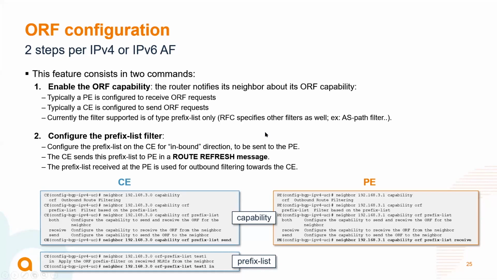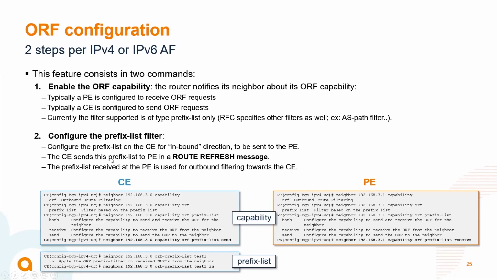Currently, the filter type that is being used to filter ORF is only the prefix list. The RFC specifies other filter capabilities, like ISPAF filter and so on. For the time being, only prefix list is supported. And then on the CE, you will configure the prefix list as such, which is used in the inbound direction of the CE.